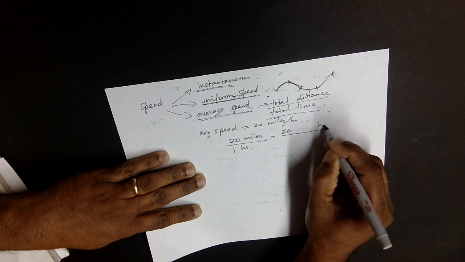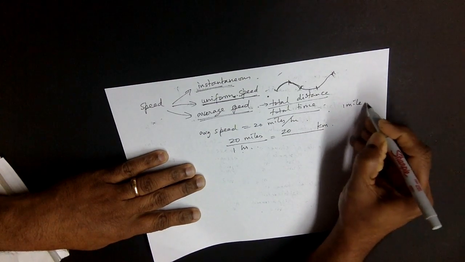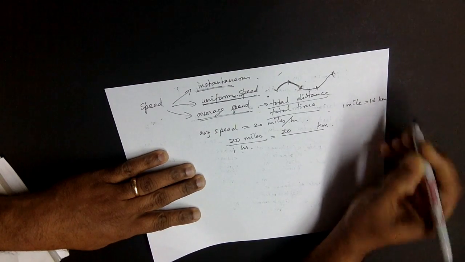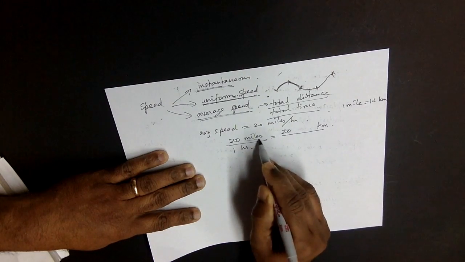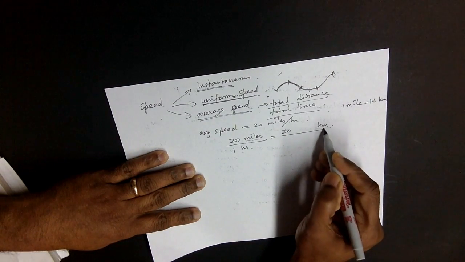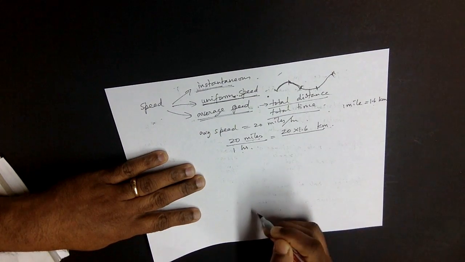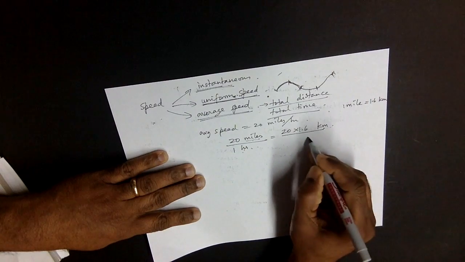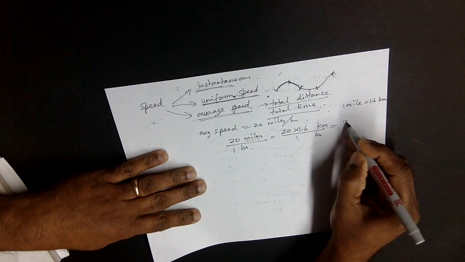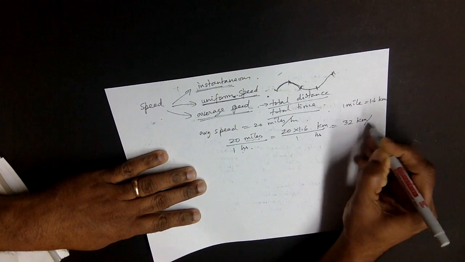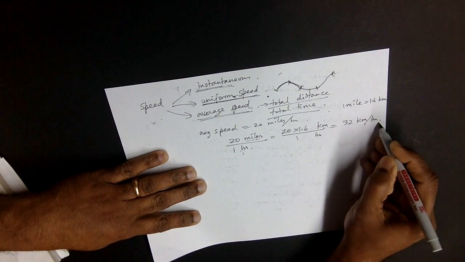So if you want to change it to kilometers, which unit is bigger? 1 mile is 1.6 kilometers. So which unit is bigger? Mile is bigger. So as you go from miles to kilometers, the unit is going smaller by 1.6 times. So the number has to go bigger by 1.6 times. And then this is hour. So I'll put hour. So this is going to be exactly 32 kilometers per hour. So you see how we converted miles per hour to kilometers per hour.